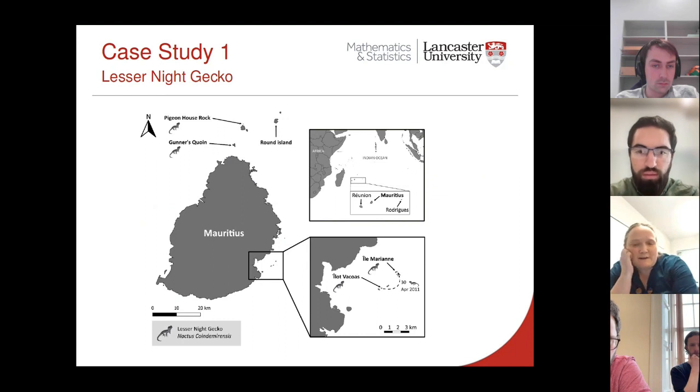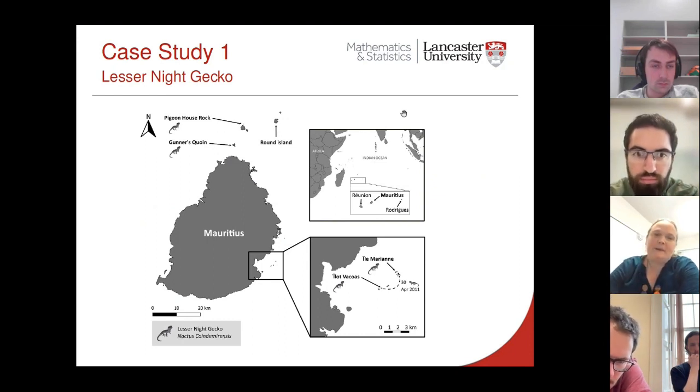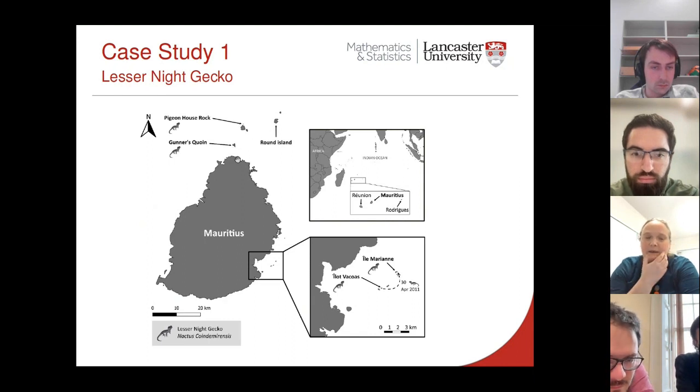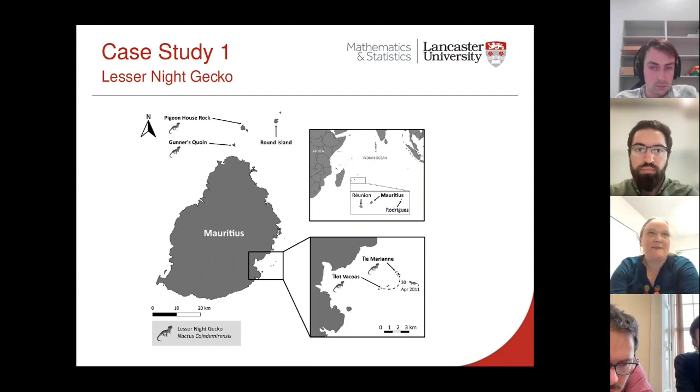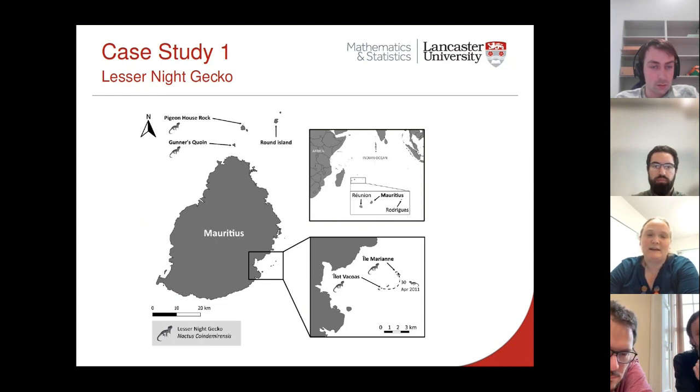For any of you that don't know the geography of Mauritius, you can see that Gunner's Coin and Round Island are off the north coast of Mauritius. Katie's PhD started in October 2019, so right before COVID. The plan was originally that she'd be going out to do fieldwork in 2020 to prepare for this translocation, but obviously we were all desk-based.